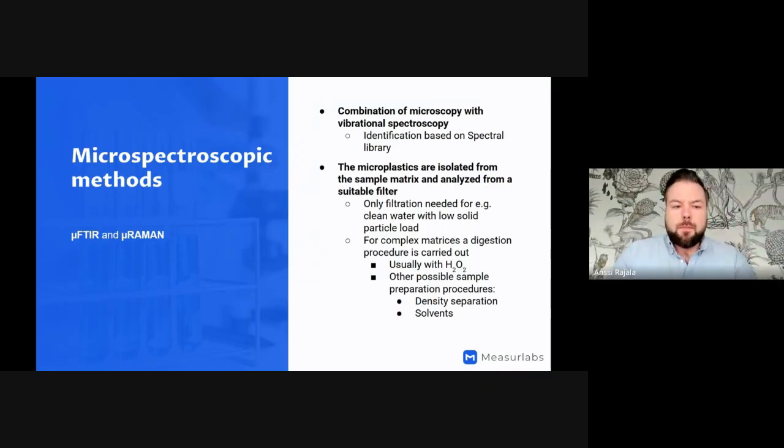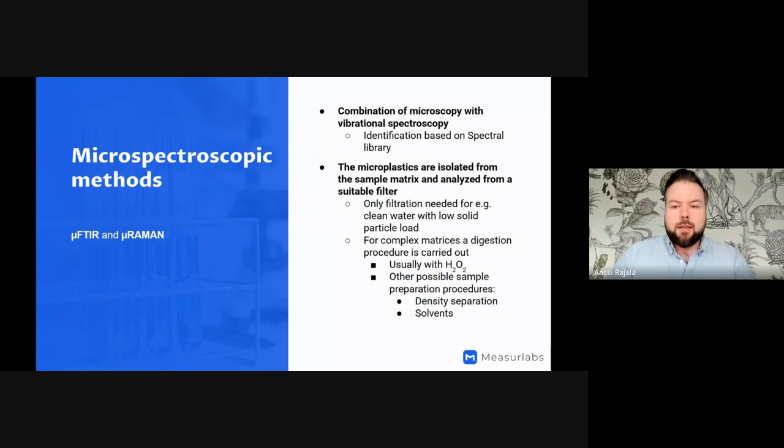So first, a bit deeper dive into the microspectroscopic methods. Microspectroscopic methods are a combination of microscopy with vibrational spectroscopy. The microplastics are isolated in these methods usually onto a filter from the main matrix. And in case of complex samples, usually a digestion of the matrix is also carried out.